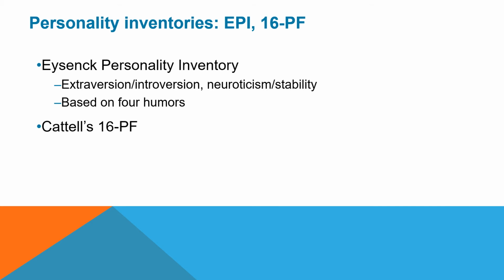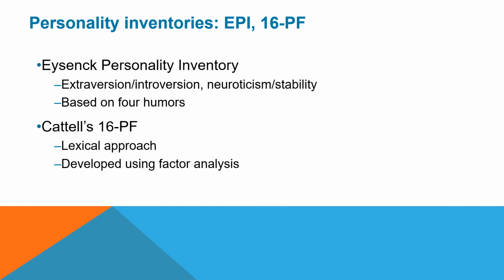Cattell was one of the first to attempt a data-driven approach to measuring personality. He developed what he called the 16 PF, or 16 personality factors approach. He used the lexical approach, which meant that he started from a dictionary and found all the words that we use to describe traits, and then gave a series of measures to people to see how those traits would cluster in a process known as factor analysis.